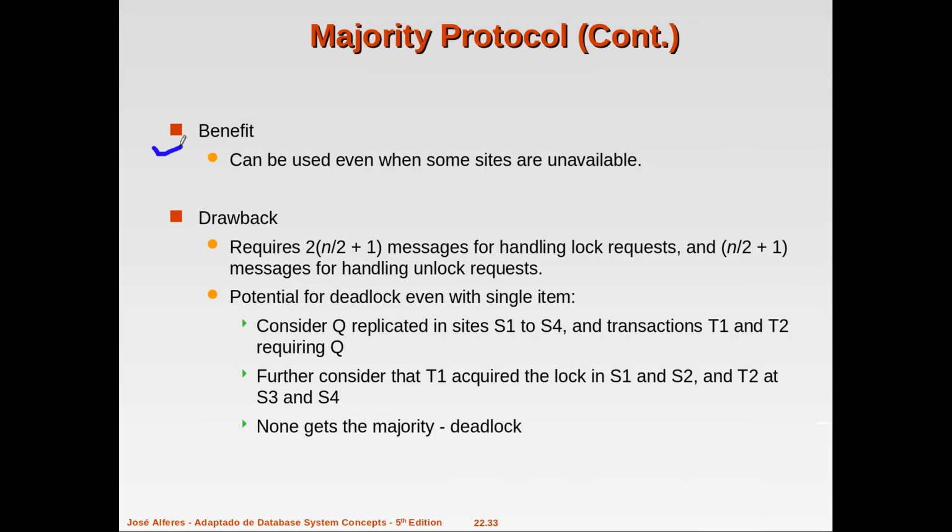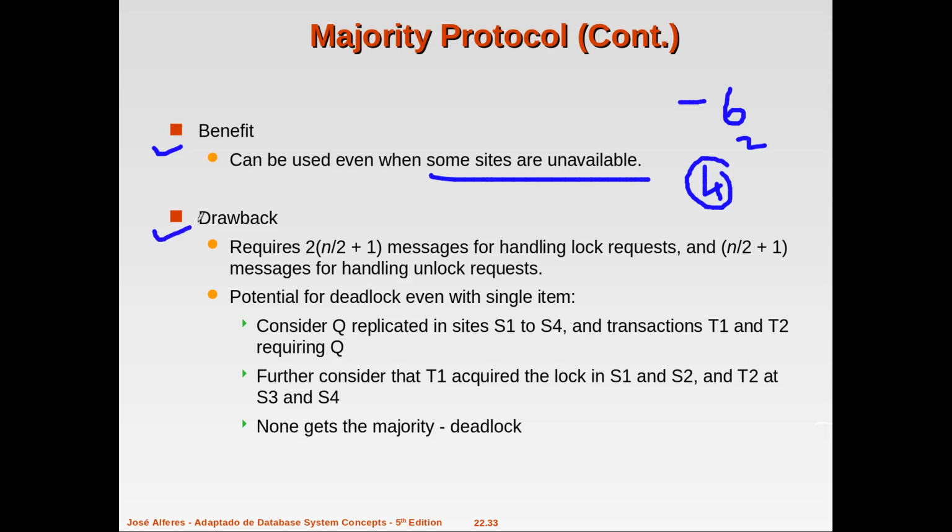Now the advantage of using this majority protocol is that it can be used even when some sites are unavailable. For example, the request was sent to 6 sites, 2 sites are not available, but we are getting responses from 4 sites. We don't bother about these 2 sites which are under failure. We are getting a majority of responses. So even after some sites are under failure, the transaction can be continued. That is the main advantage of using the majority protocol.